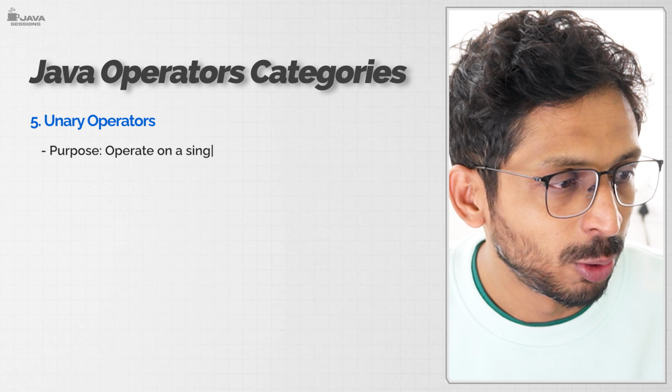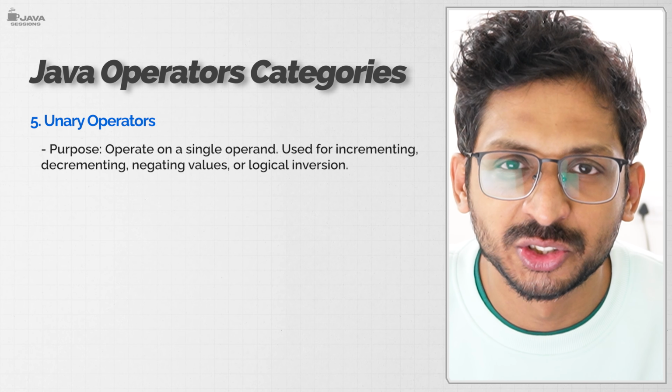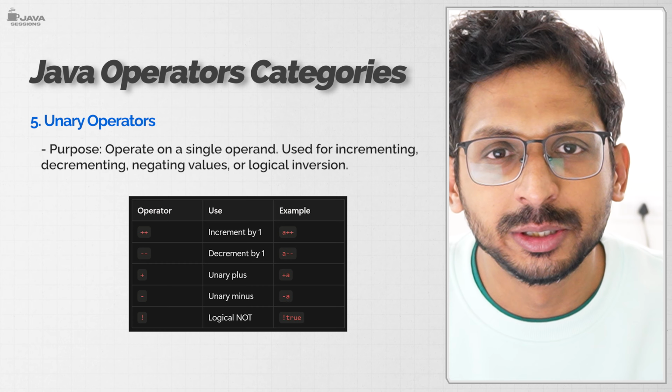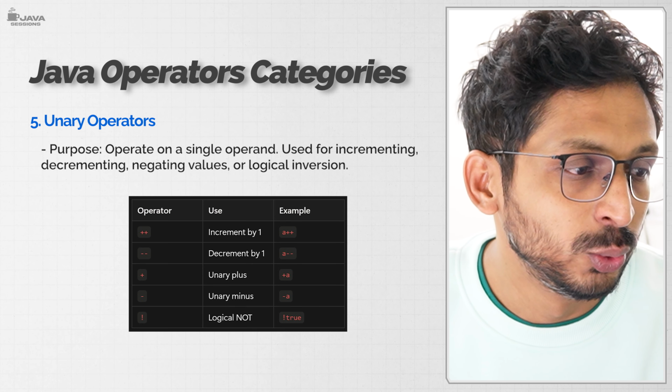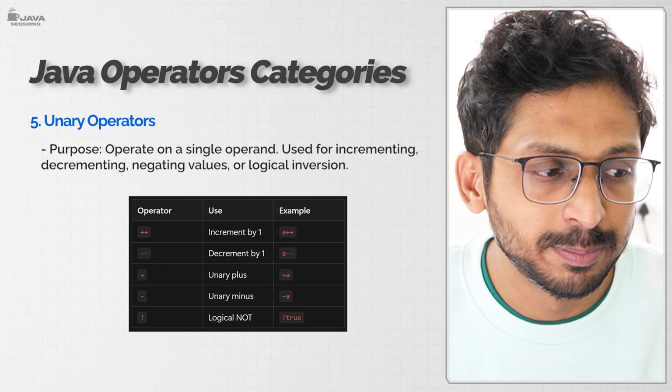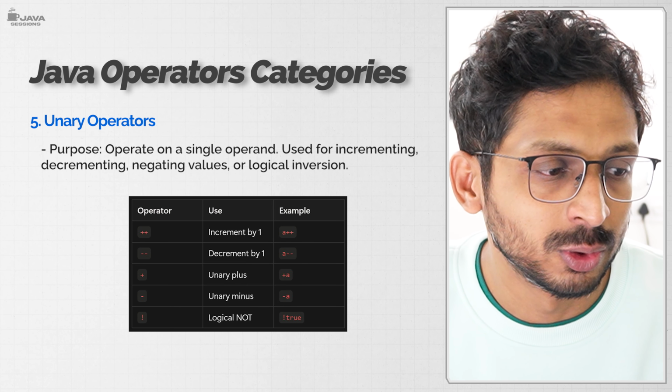Then come the unary operators. These work with just a single operand. It is handy when you just want to increment or decrement a specific value. So you can do it by the increment operator or the decrement operator or the unary plus or the unary minus or the logical not.